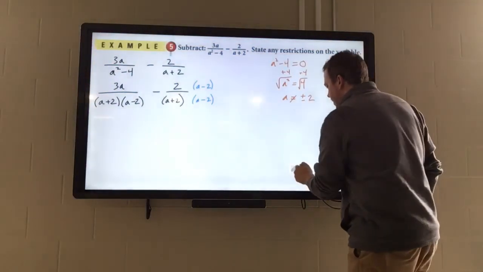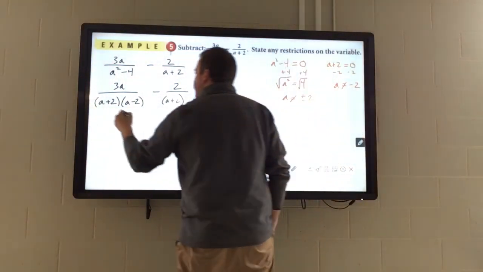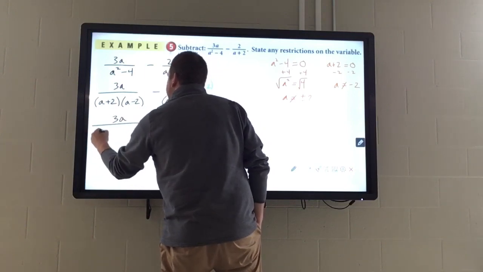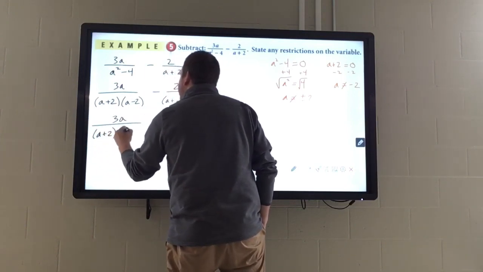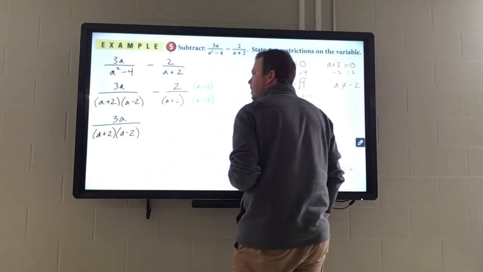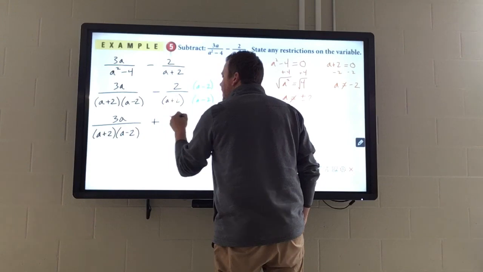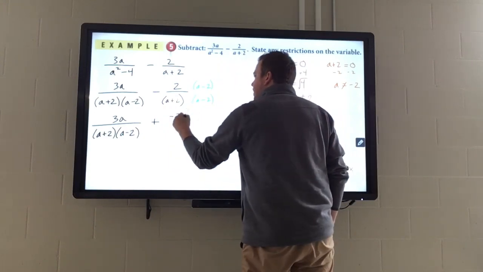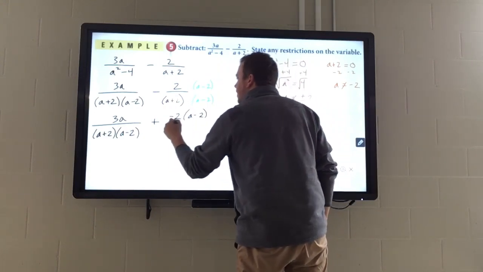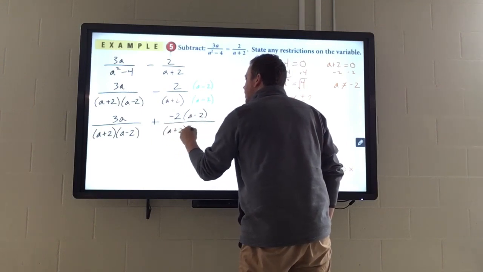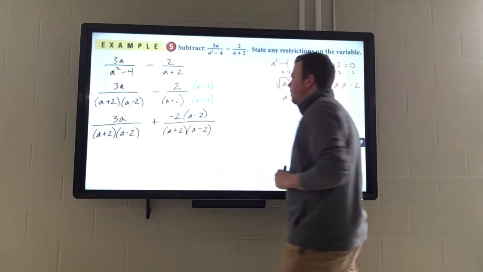So here's what this turns into. 3a over a plus 2 times a minus 2. And then I'm going to write this like this. Plus negative 2 times a minus 2 over a plus 2 times a minus 2.